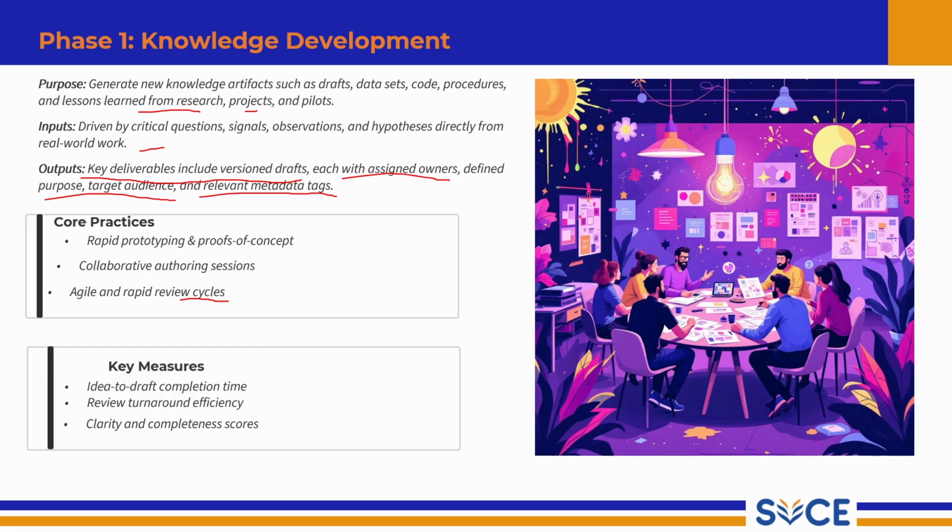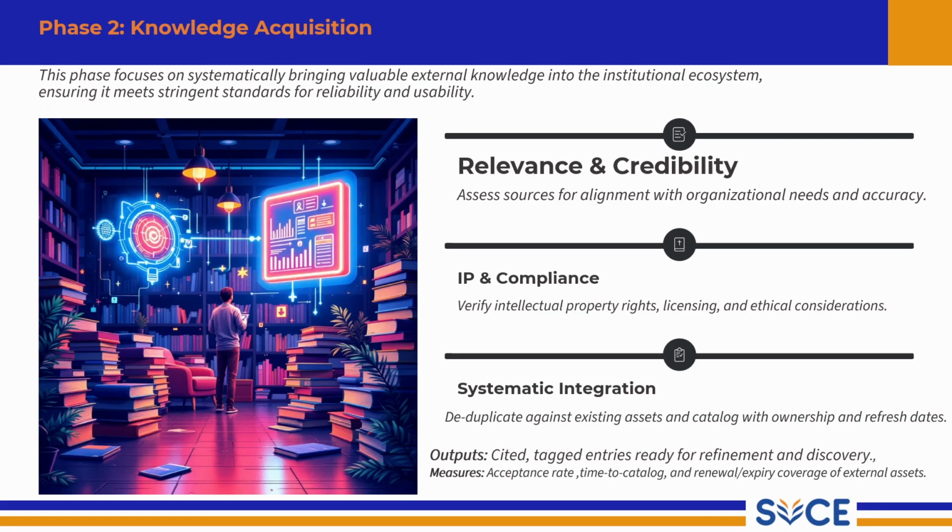The next one is the key measures. So here: idea to draft completion time, review turnaround efficiency, and clarity and completeness scores. In other words, success is measured by how quickly ideas turn into drafts, how fast reviews are done, and how clear and complete the outputs are.